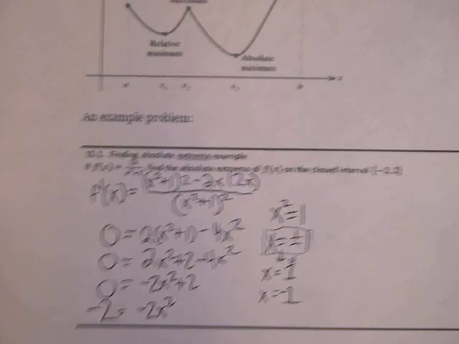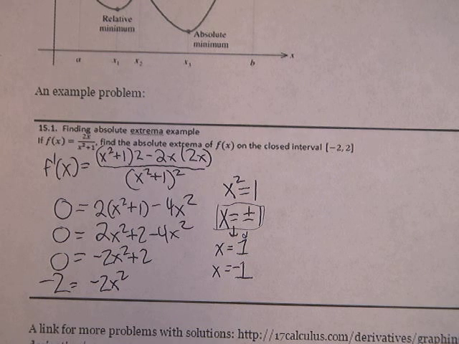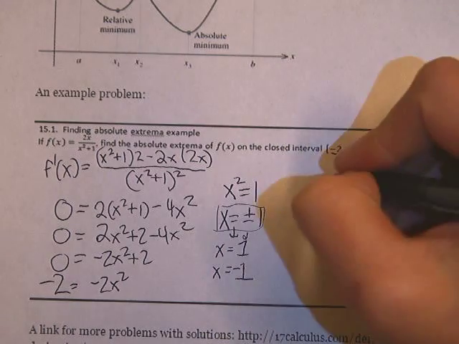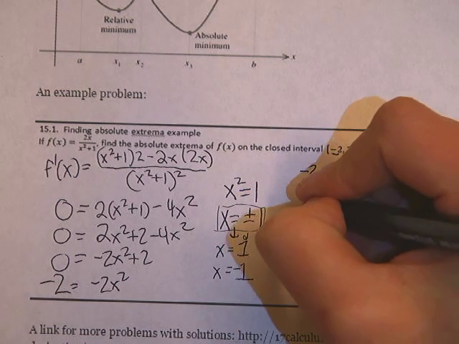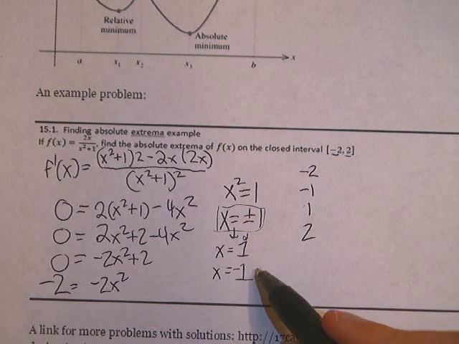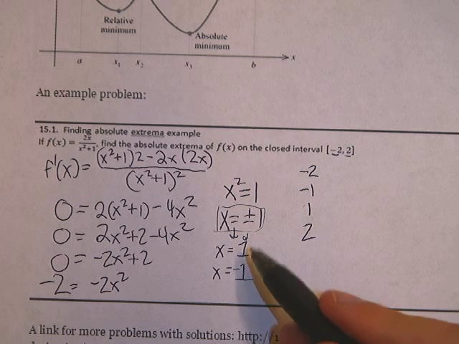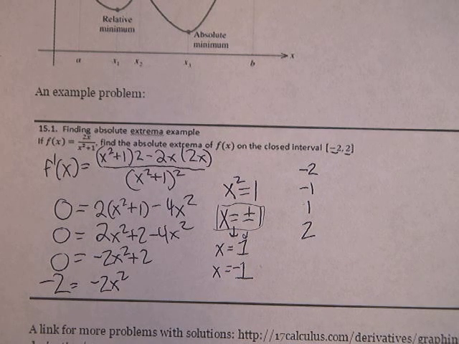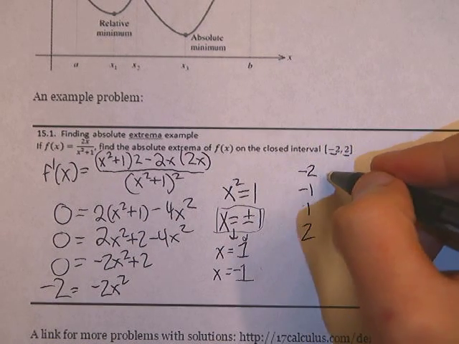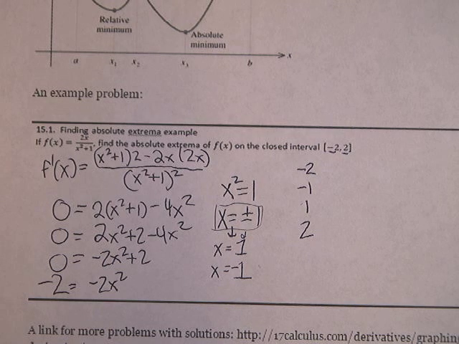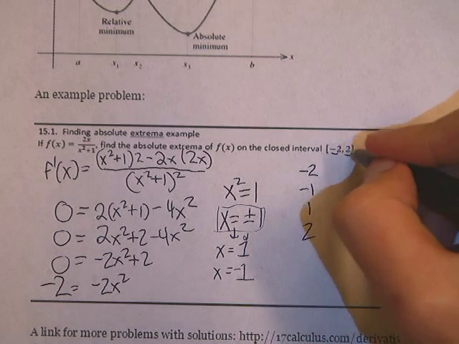Alright, all we've done is identify candidates to test for the absolute extrema. The other two candidates are the endpoints of the interval, negative 2 and 2. So the points I'm going to test now are negative 2, negative 1, 1, and 2. The negative 1 and 1 coming from our critical points in our function, and the other two coming from the endpoints of our closed interval. One thing to note, if you get critical points that are not on your interval, so not in between negative 2 and 2, you do not look at them. You do not test them. You only test things that are on your interval.